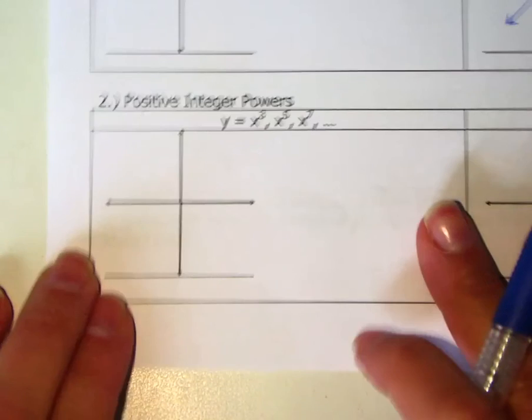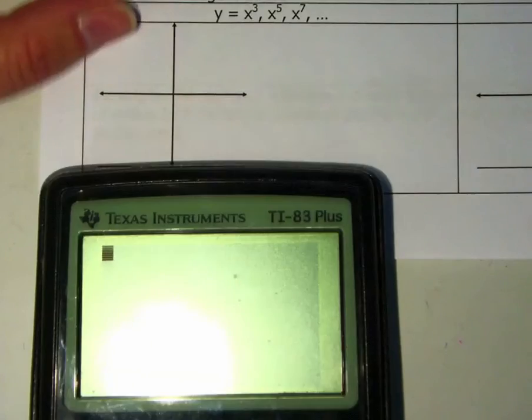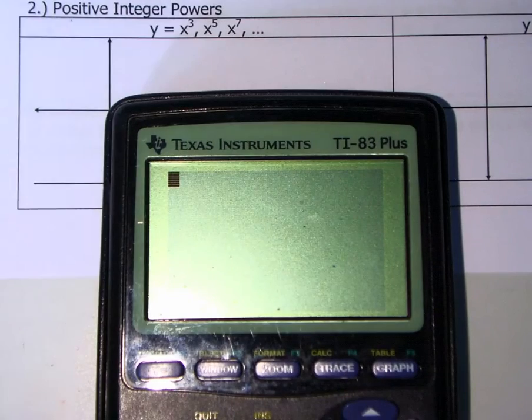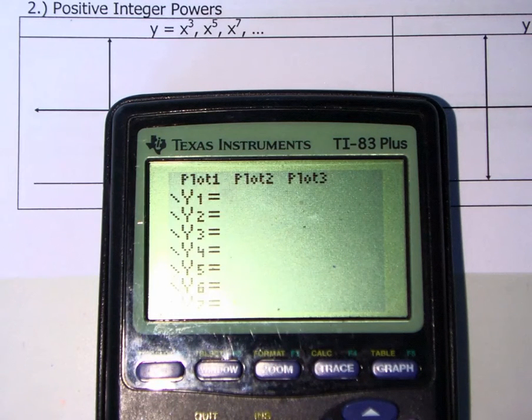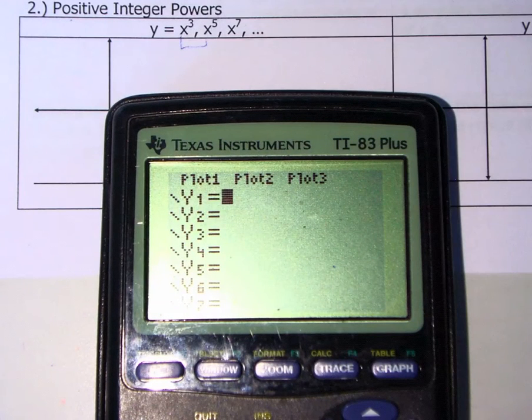So here's what I suggest you do. I'll do the first one with you so you have a clear idea. Take your calculator and look at this first one. We're looking at positive integer powers, in this case odd integer powers. Go to your graphing screen. You don't even really need all three; I would just look at the first two. So x to the third is your y1, and then x to the fifth is your y2.